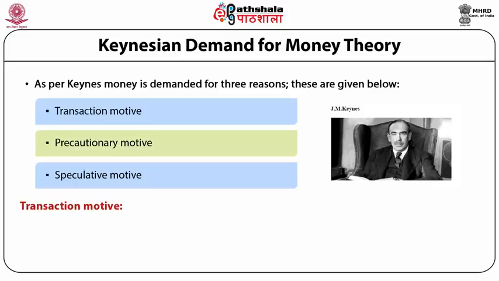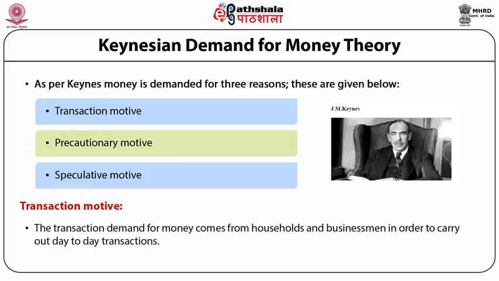Transaction motive. The transaction demand for money comes from households and businessmen in order to carry out day-to-day transactions. When the consumers receive their income, they do not immediately spend the whole of their income. They keep aside certain money for meeting their day-to-day requirements, for example, buying vegetables, paying telephone or electricity bills, etc. This demand for money is called transaction demand.